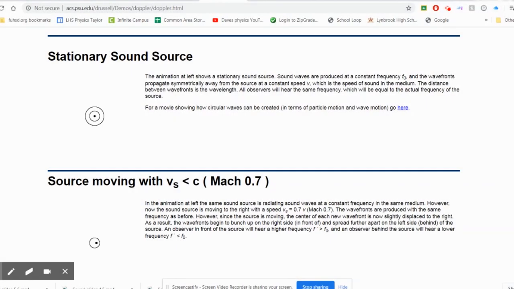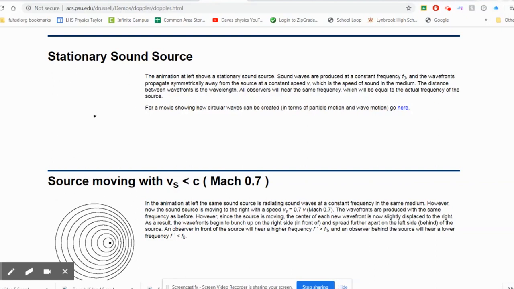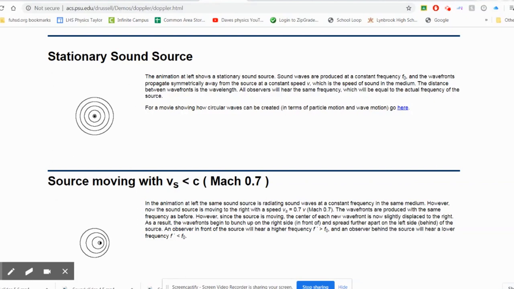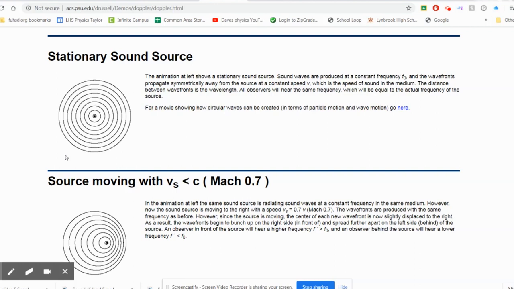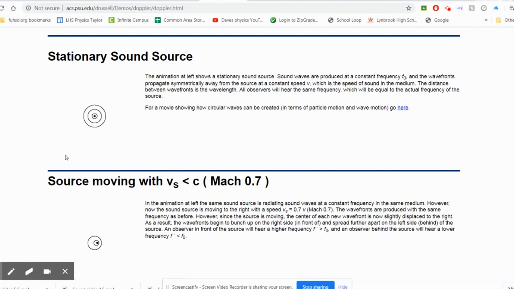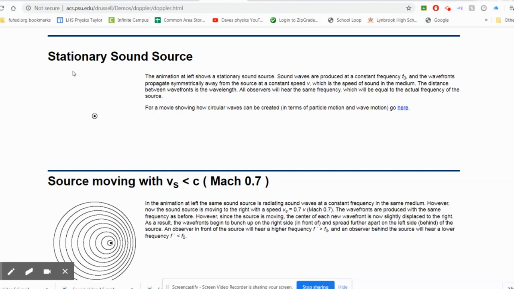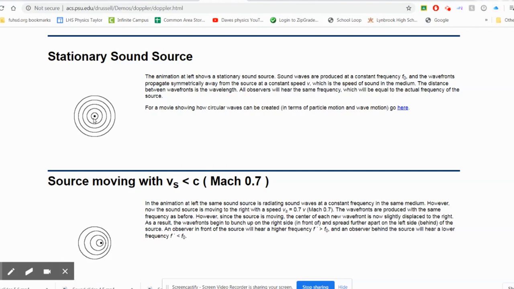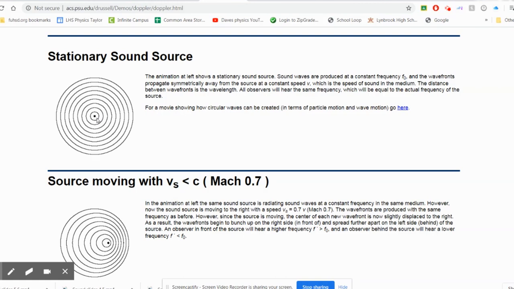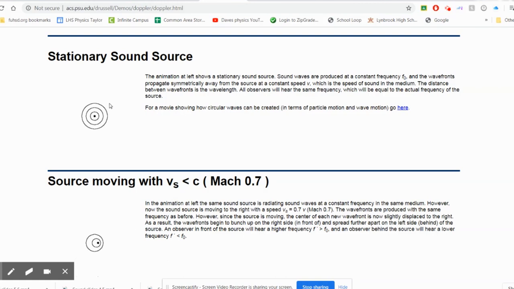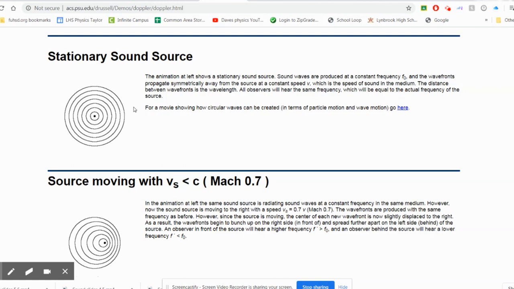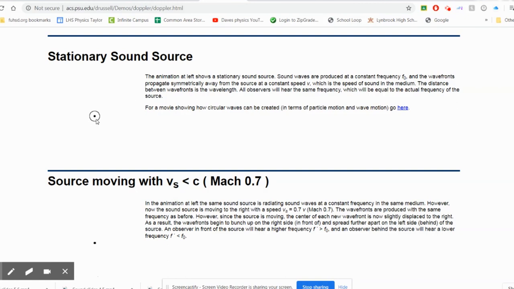An interesting phenomenon occurs when sound is being generated by a moving source, or whenever there's relative motion between the source of sound and the receiver of the sound. Here you can see a stationary sound source. Here's the source of the sound, and the sound travels away in all directions at the speed of sound. But what if the source is moving?